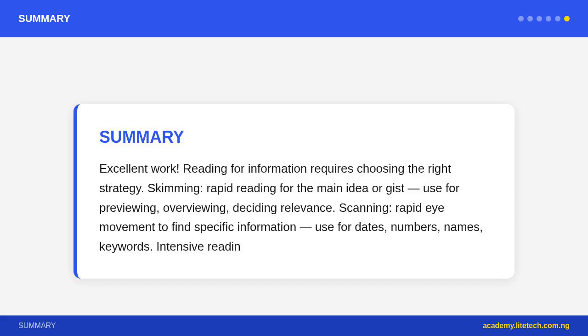Excellent work. Reading for information requires choosing the right strategy. Skimming: rapid reading for the main idea or gist, used for previewing, overviewing, and deciding relevance. Scanning: rapid eye movement to find specific information, used for dates, numbers, names, and keywords. Intensive reading: careful, slow, analytical reading, used for examinations, literature, legal text, and comprehension questions requiring inference.